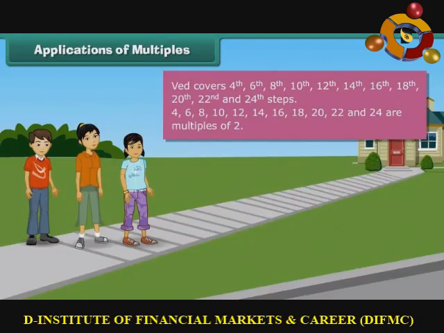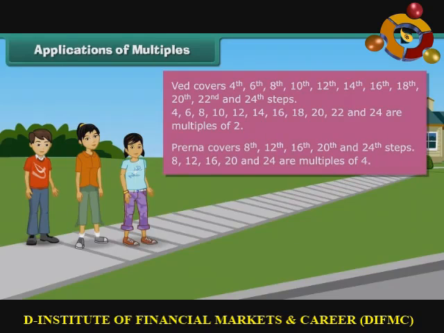Ved covers 4th, 6th, 8th, 10th, 12th, 14th, 16th, 18th, 20th, 22nd, and 24th steps. 4, 6, 8, 10, 12, 14, 16, 18, 20, 22, and 24 are multiples of 2.